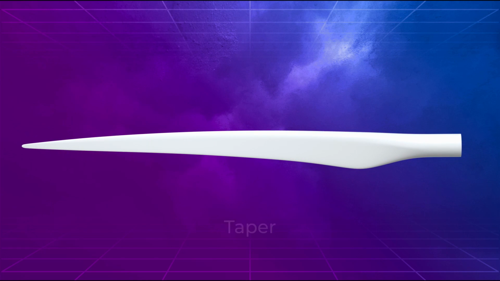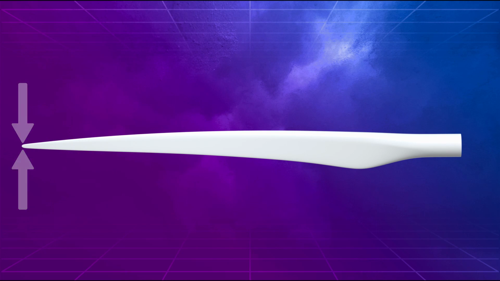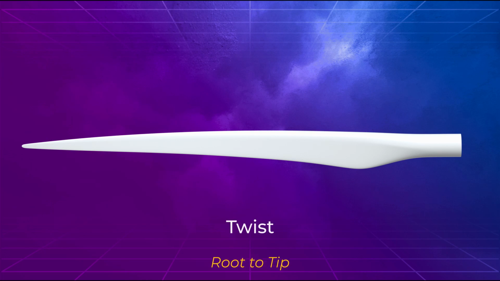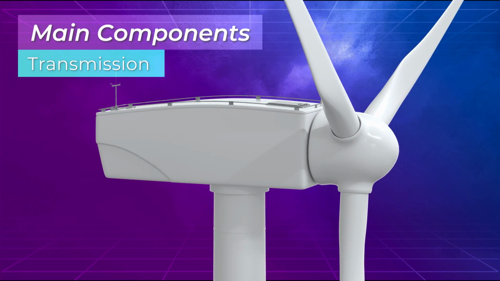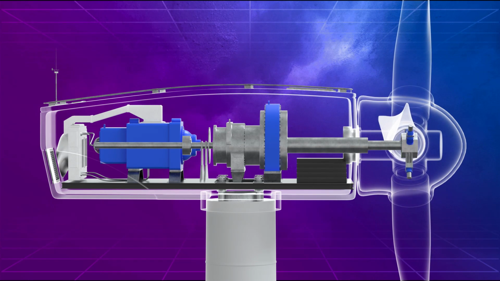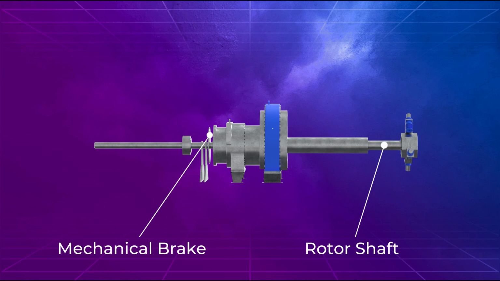Modern blades taper from the root to tip to reduce drag at the faster moving tip and have a high aspect ratio. The blades also twist from the root to tip to improve the aerodynamic efficiency. Mechanical power from the rotor is transmitted to the generator through a transmission system, which typically consists of the rotor shaft, mechanical brake, and a gearbox.